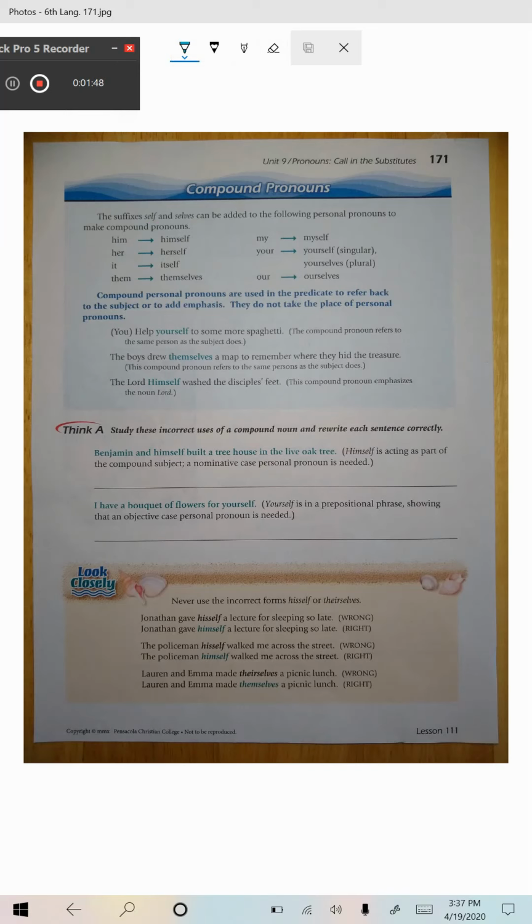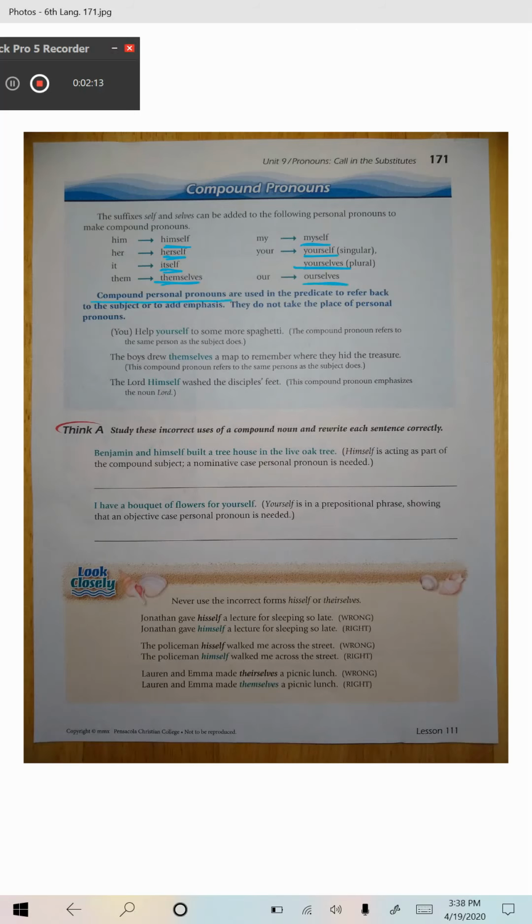Okay. So him, her, it, and them, my, your, and our are all pronouns. Say these compound pronouns with me. Himself, herself, itself, themselves, myself, yourself, yourselves, ourselves.